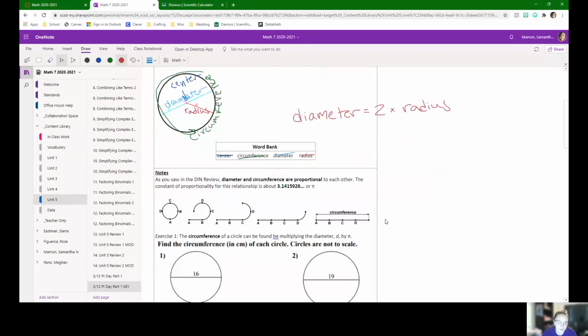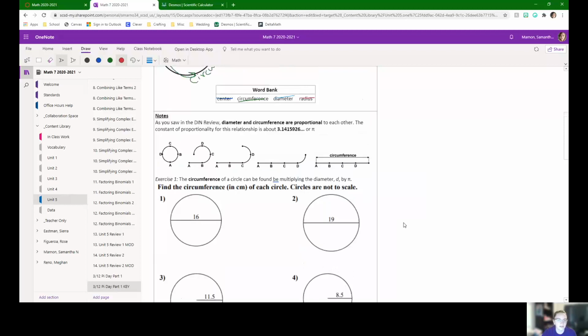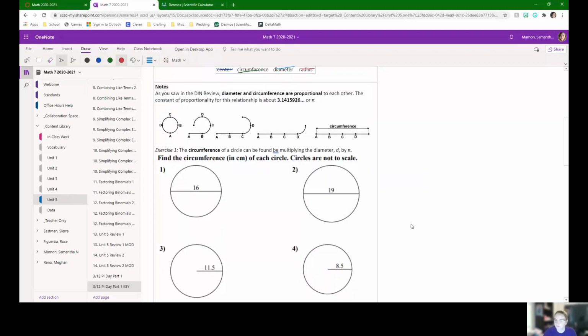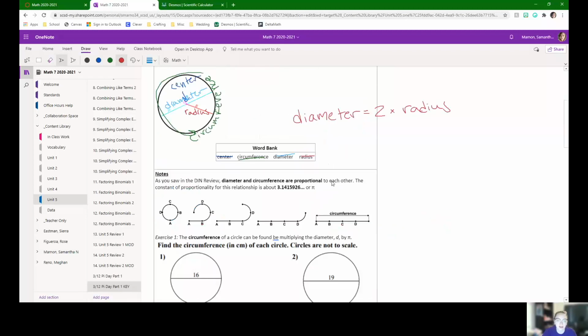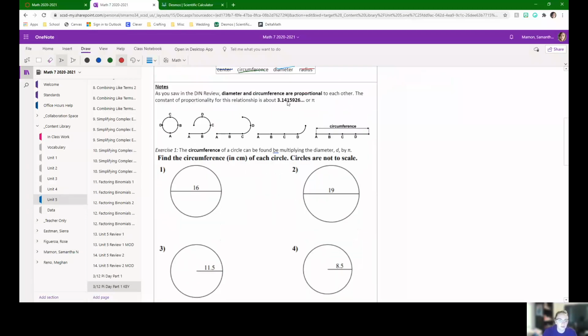So let's get into our notes. As we saw in our DIN review, diameter and circumference are proportional to each other. You guys can actually try this experiment. Find some cans, measure straight across through the center, measure their circumference, and that constant of proportionality, that unit rate, is pi. So it's about 3.14159265. That's about as far as Miss Marnon can go.